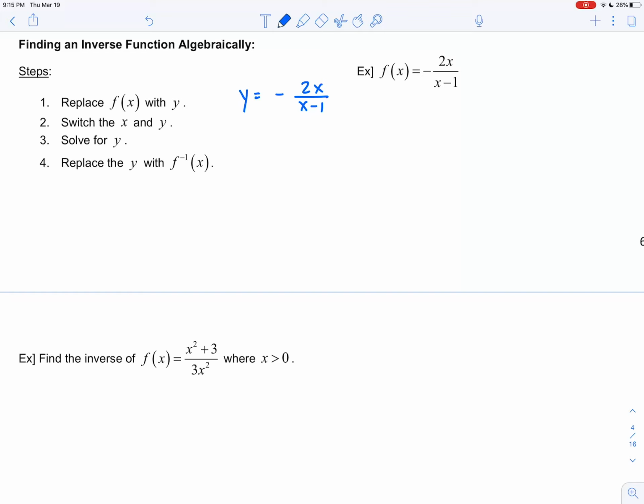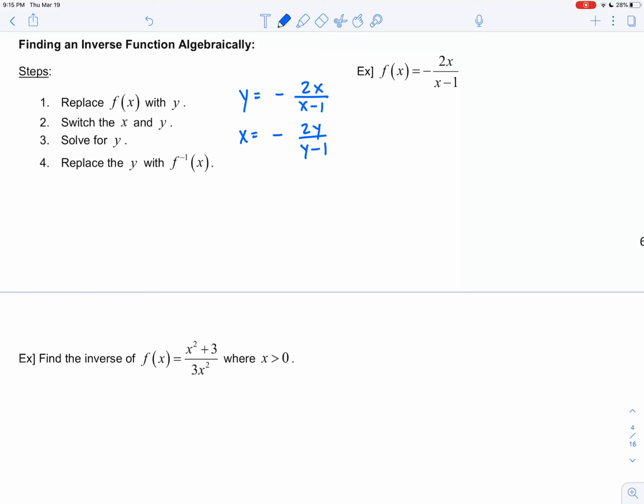Okay, now we switch the x's and y's. So anywhere there's a y, you put an x instead. Anywhere there's an x, you put a y instead. And now we want to go ahead and solve for y. The process of solving for y kind of undoes the function. It does all the inverse operations, and that's why it gives us the inverse.